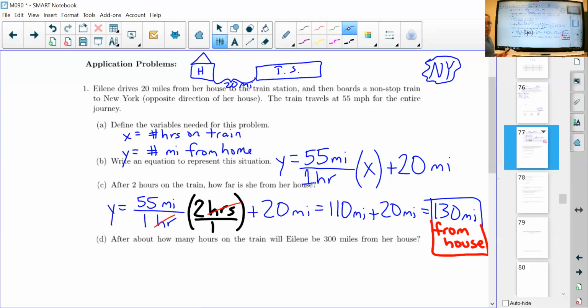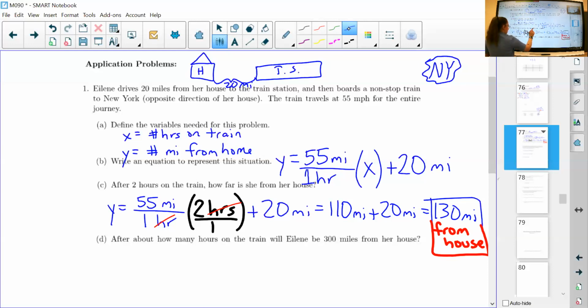Now we have to make some assumptions, right? We have to assume that New York is far enough away that it's at least 300 miles, because otherwise she's probably going to stop and get off when she gets to New York. So we're making some assumptions here, but that's the kind of assumption that you can feel free to write in, but you don't really need to worry about it too much.